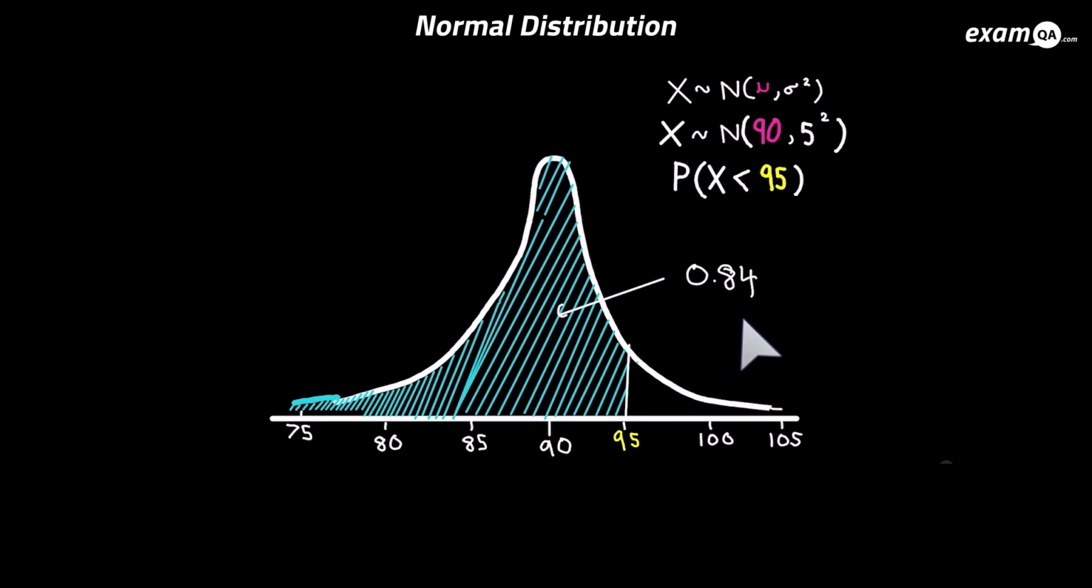So in essence, you've worked out what the question wanted: the probability that x is less than 95. And remember, probability and area are the same thing here. So that wasn't too bad, was it? So there's only 3 values you have to memorize, and you have to get used to this notation here. Inside the brackets, we have the mean followed by the variance, which is the standard deviation squared.